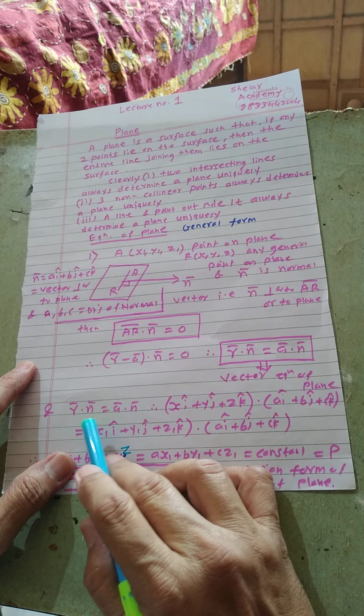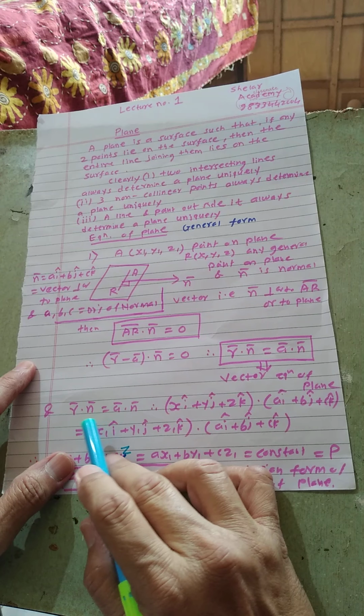And n bar is a normal vector, that is, n bar is perpendicular to AR, or n bar is perpendicular to the plane. Therefore, as I told you, AR dot n is equal to 0. n bar is a i cap plus b j cap plus c k cap, and what are small a, small b, small c? Direction ratios of normal to the plane.